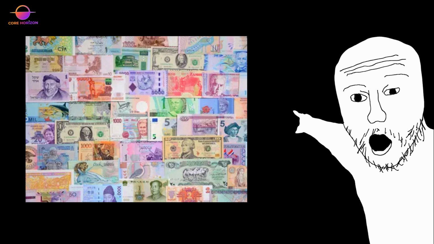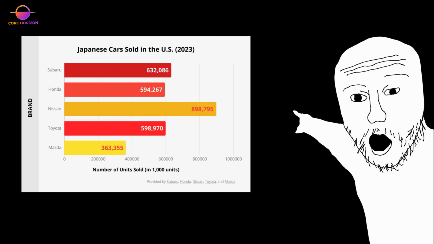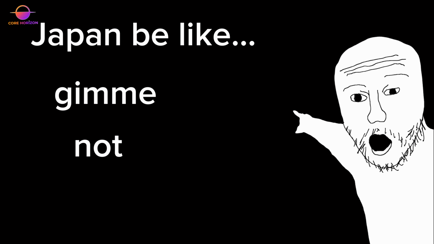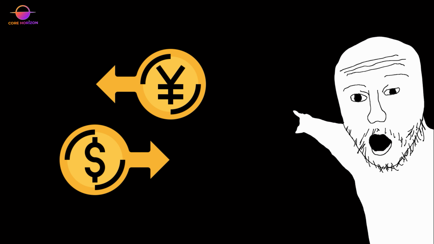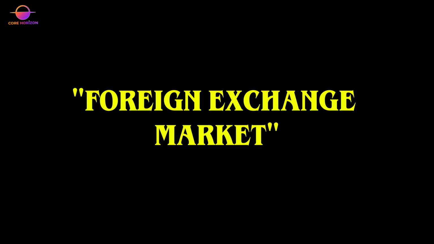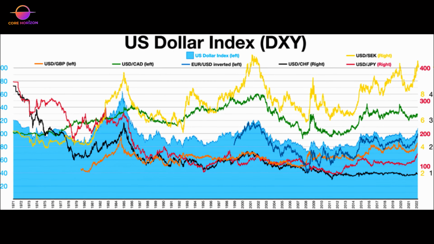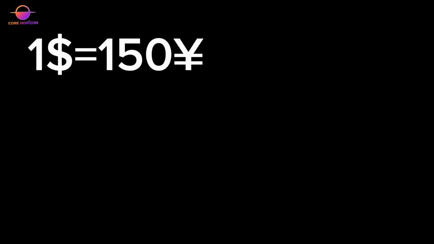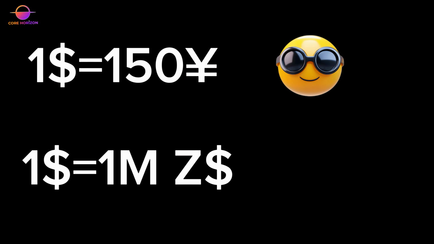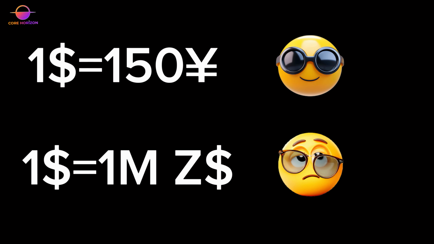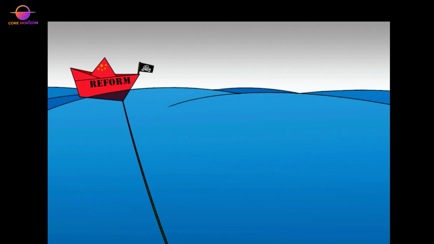Trade happens in currencies. If Japan sells cars to the US, it wants yen, not dollars, so dollars get exchanged for yen. This is the foreign exchange market, aka Forex. The exchange rate tells you how much of one currency you get for another. 1 US dollar equals 150 yen. Cool. 1 US dollar equals 1 million Zimbabwe dollars. Less cool.